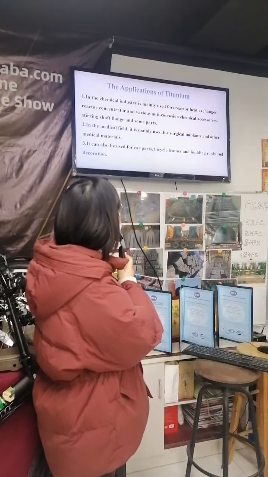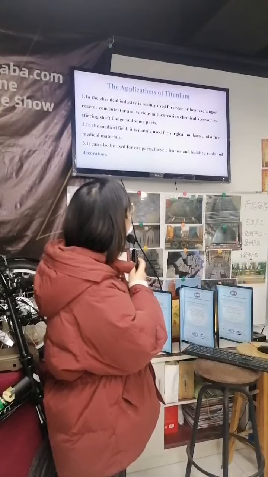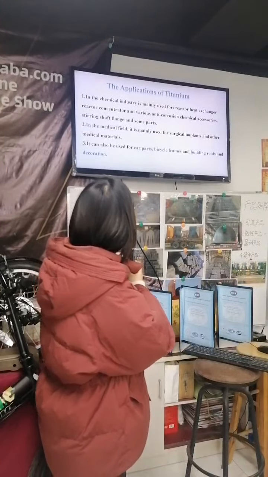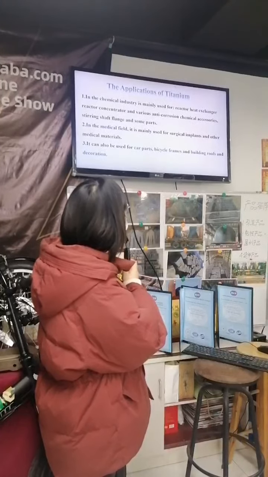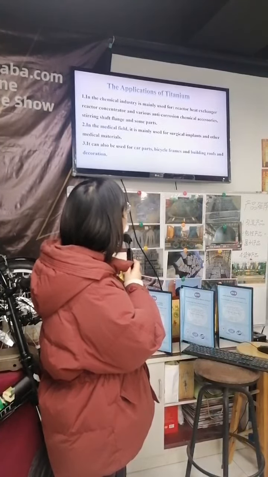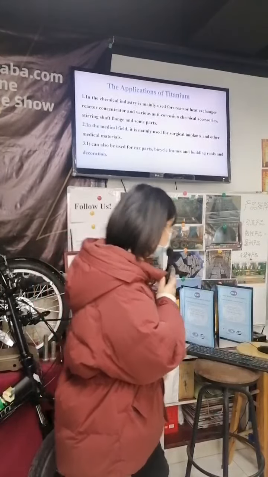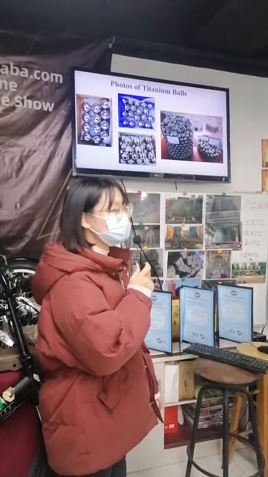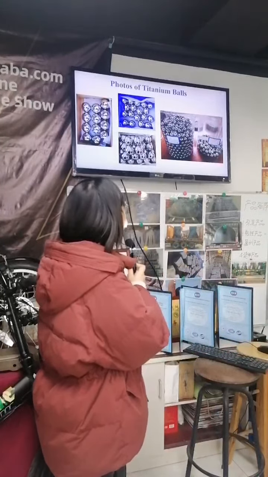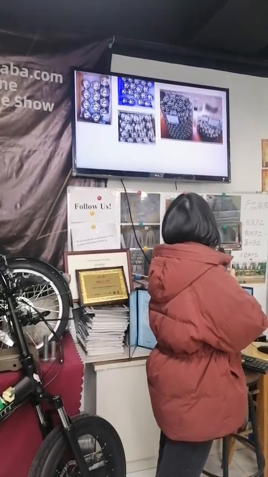In the medical field, it is mainly used for surgical implants and other medical materials. It can also be used for car parts, bicycle frames, and building roofs and decoration. Here are some photos of titanium boards. You can see they are very smooth and bright.